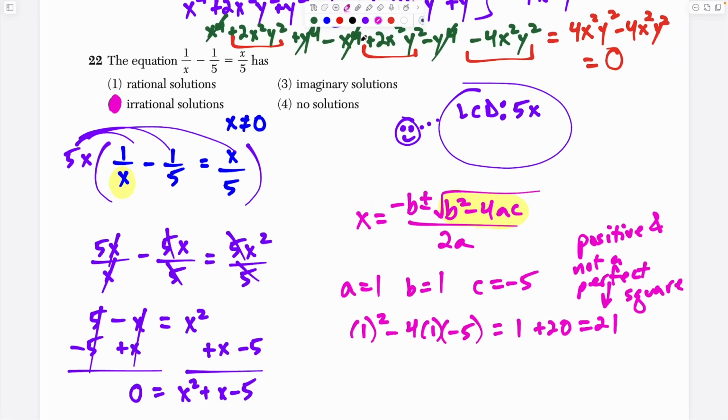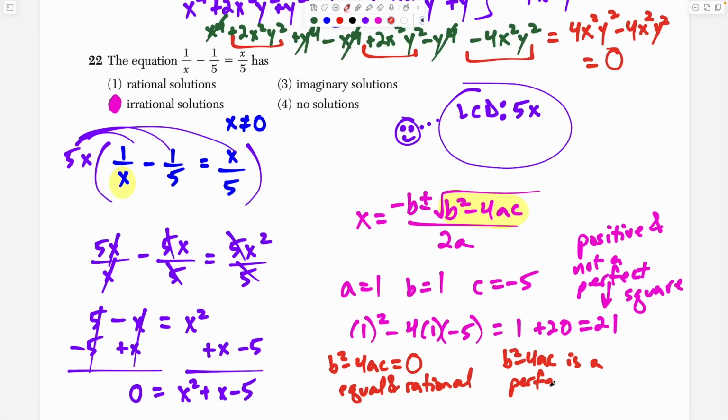Let's just look at the other cases here. Let's say we had b squared minus 4ac equals 0. Then in this case, we would have rational solutions, but they would be equal. Equal and rational, but that didn't show up as an answer choice. If b squared minus 4ac is a perfect square, in this case, you would have rational roots. So this would be rational.